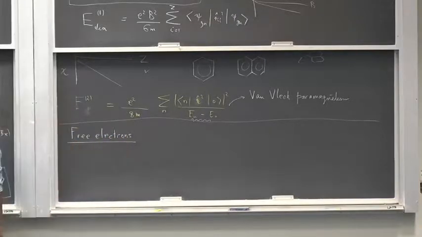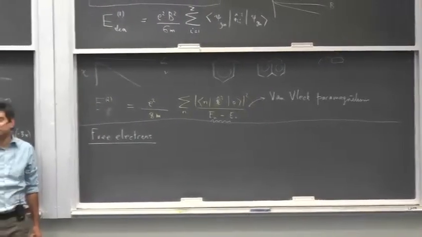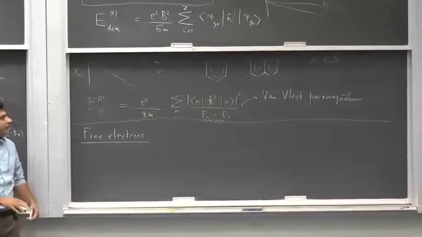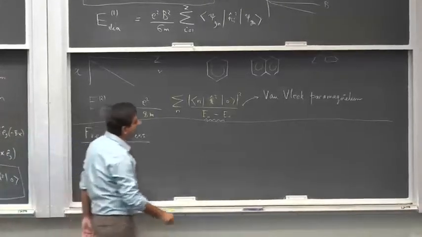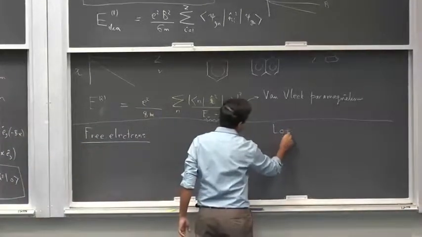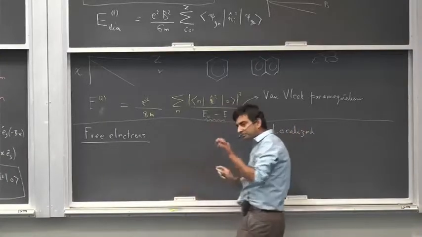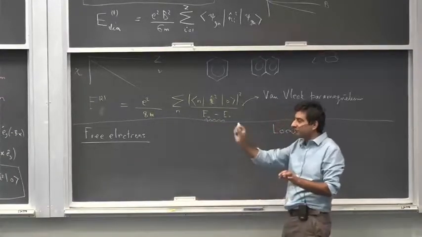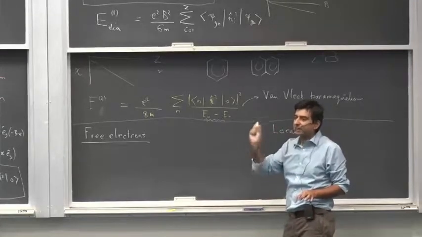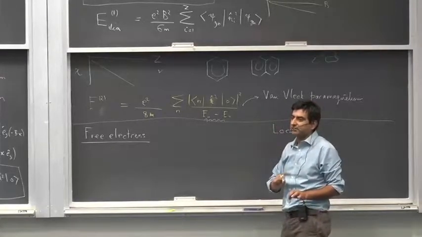So there are free electrons inside a metal. What kind of magnetism do they cause? Okay? So far what we've been looking at is localized magnetic moments. Localized moments which are latched onto definite positions. So these bound electrons are localized and they give rise to paramagnetic and diamagnetic effects.